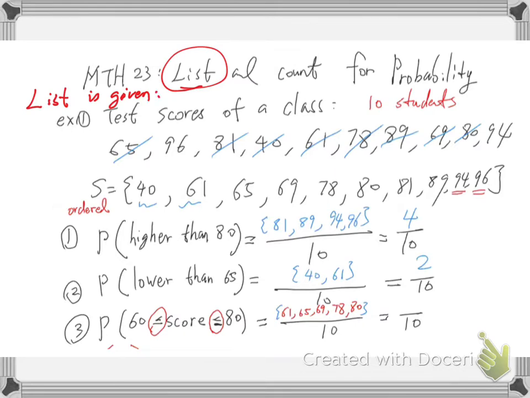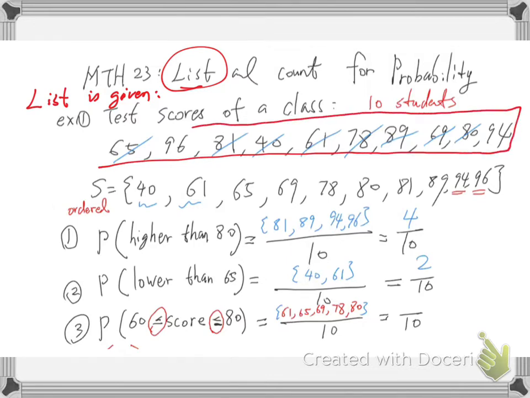Now this is the scores of 10 students. First you have to write down the set S, right? Set S is an ordered set, so you just reorder the list and then put the numbers in the set. These are the possible numbers that we will pick. This is the set that we consider.